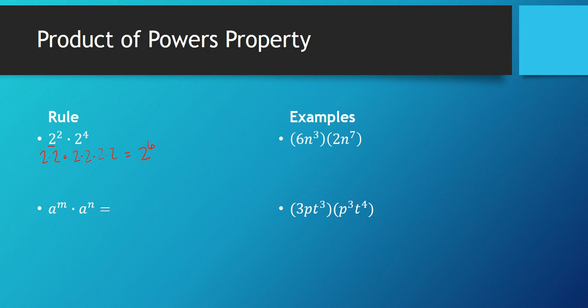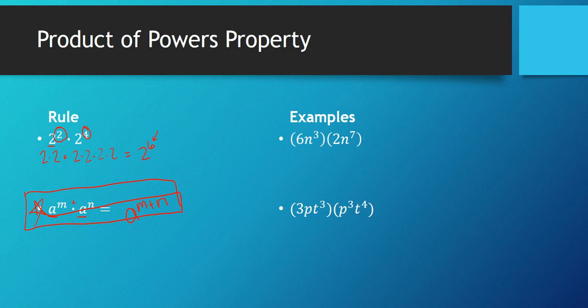So if you look at that, I have 2 to the 2nd power and 2 to the 4th power. When I multiply them together, I got 2 to the 6th power. So if you notice, what did I do with my 2 and my 4 to get 6? I added them. So the general rule for the product of powers property, a to the m times a to the n, if the bases are the same, I can just add my exponents. So I get a to the m plus n. So that's my rule for the product of powers property.